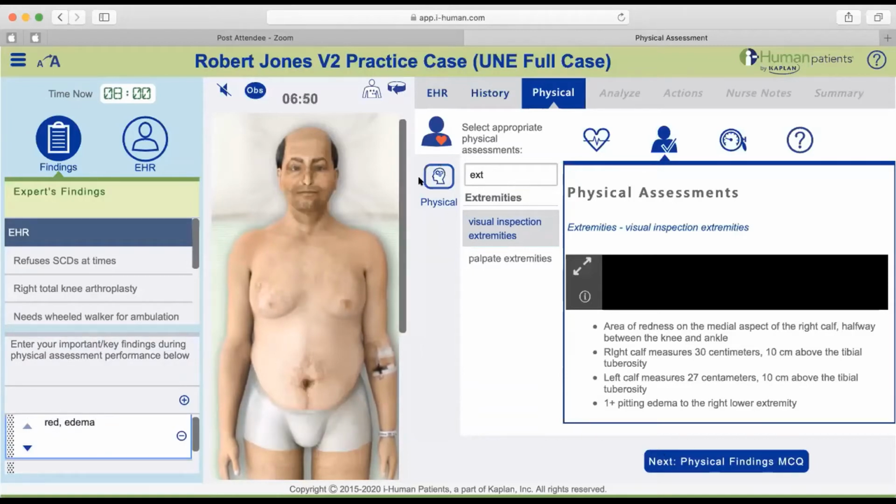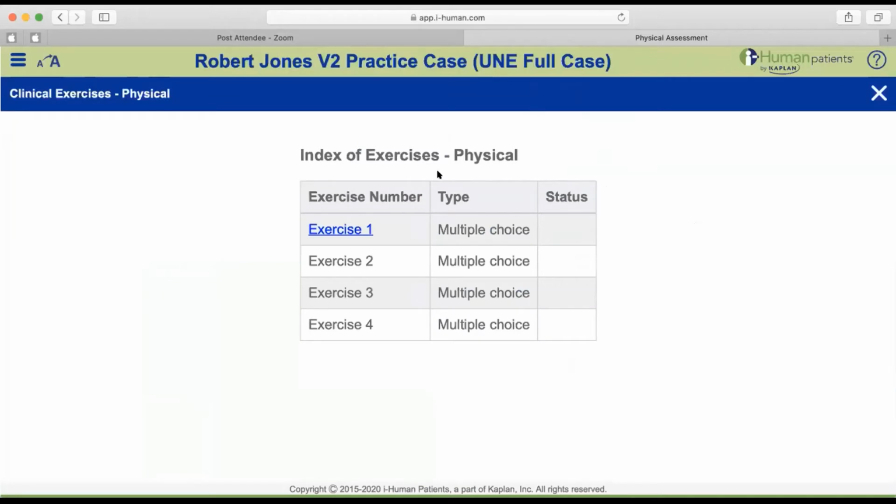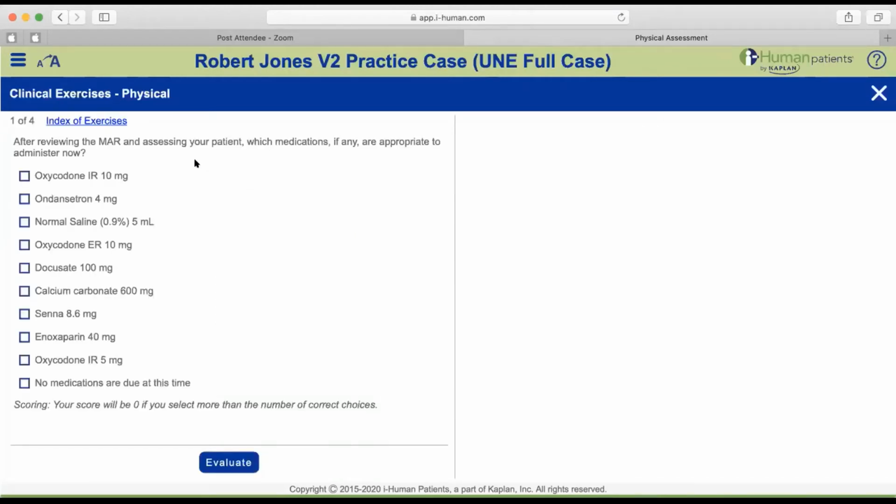In this section, we have this head with cogs. This says that we have questions. So let's quickly look at our exercise, and we'll find exercise within any of these areas, whether it be the EHR, the history, the physical. In this question, we're asked to review the MAR and assess the patient.